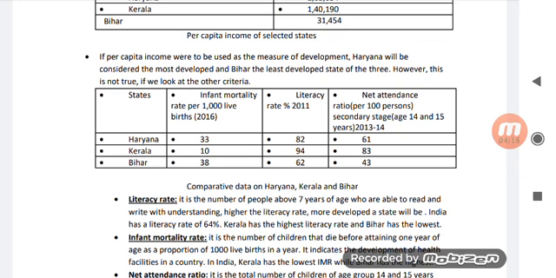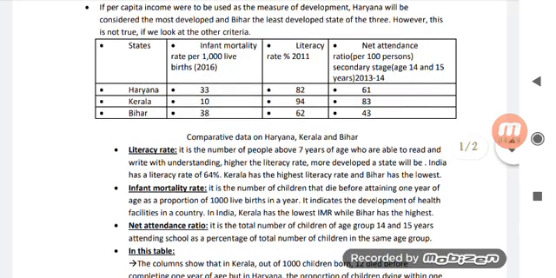So you can look at the table here. In Haryana, the infant mortality rate was 33, the literacy rate was 82, and the net attendance ratio was 61. Kerala had 10 infant mortality, 94% literacy rate, and net attendance ratio was 83. Bihar had 38 infant mortality rate and 62 literacy rate, and net attendance ratio was 43%.